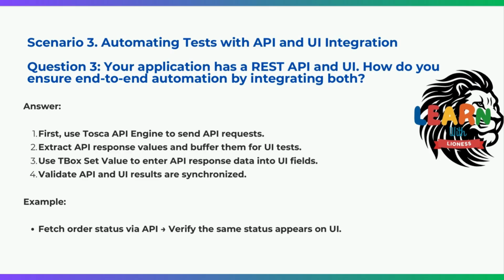Answer. 1. First, use the Tosca API Engine to send API requests. 2. Extract API response values and buffer them for UI tests. 3. Use TBox Set Value to enter API response data into UI fields. 4. Validate that API and UI results are synchronized. Example. Fetch order status via API. Verify the same status appears on the UI.